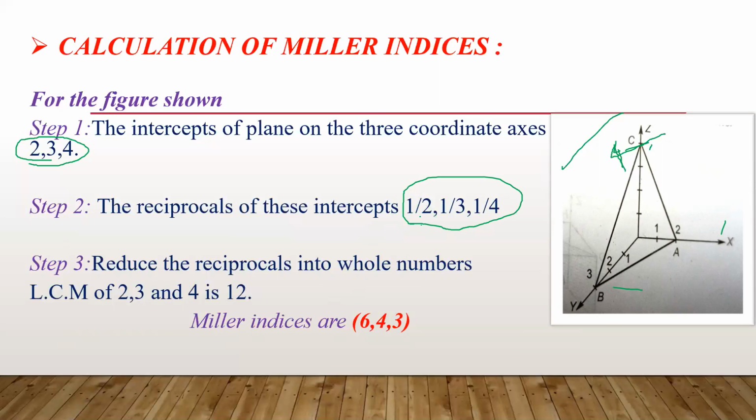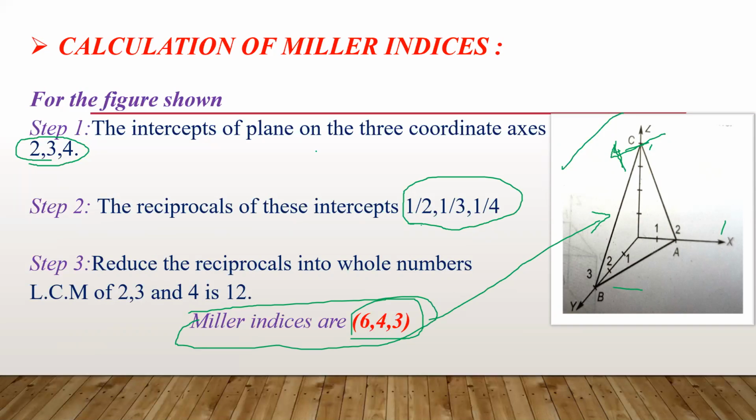Multiplying by 12, here it is 6 because 6 times 2 is 12. Here it is 4 because 4 times 3 is 12. And here it is 3 because 3 times 4 is 12. So finally I obtain the Miller indices as 6, 4 and 3 for this plane. The plane can be written in brackets as (6 4 3). There is no requirement of commas here. So these 3 steps we follow, and for any plane they give in your exam, we can calculate the Miller indices.